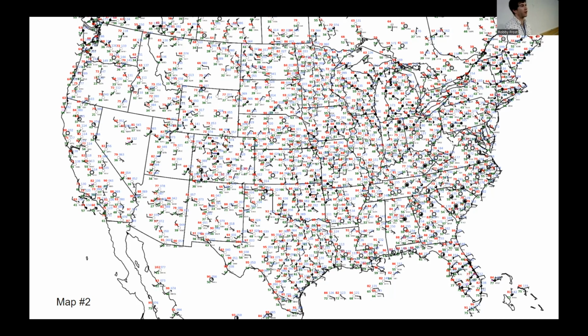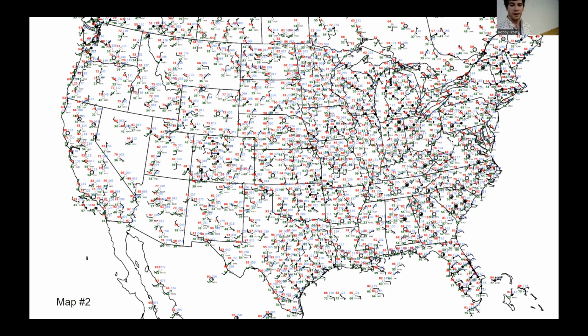It's really diffuse. Also, what looks like it could be an outflow boundary in northwest Missouri. There's a wind shift, and the observations also show some clouds over there. Yeah, that's definitely possible. This ob right here is reporting rain, so it could be something going on there.